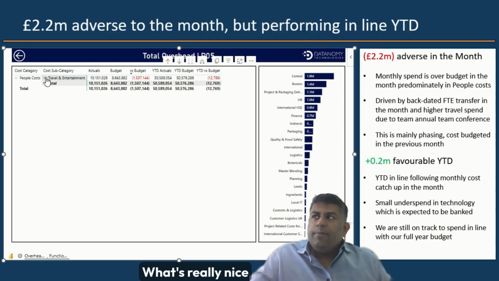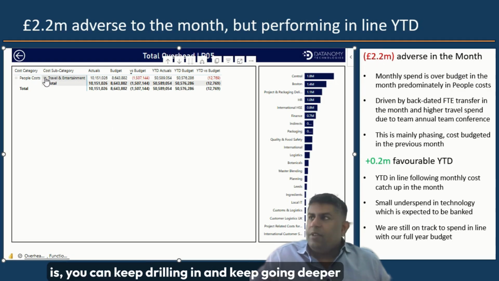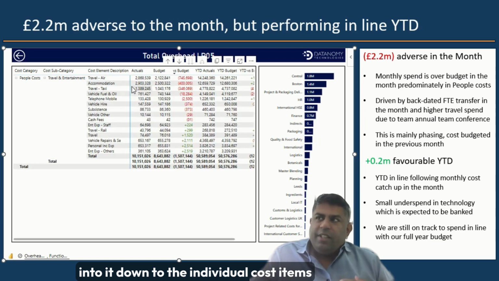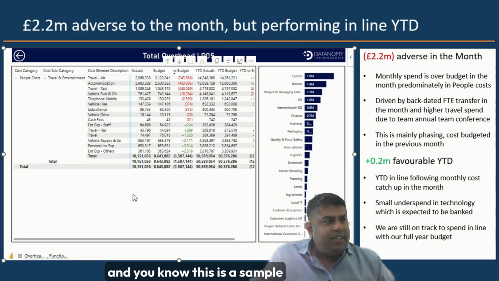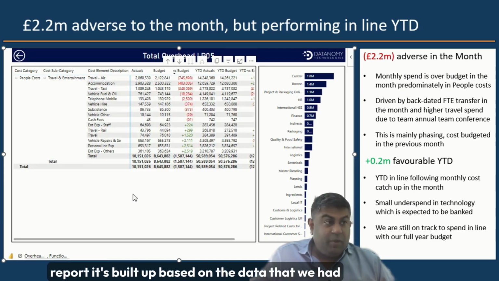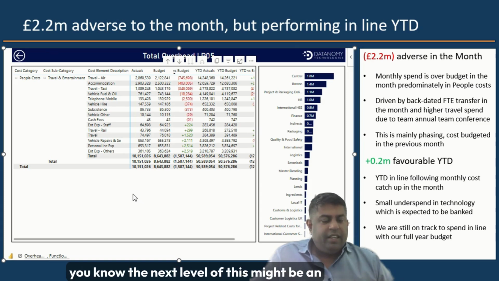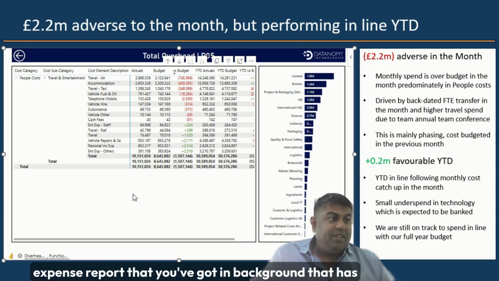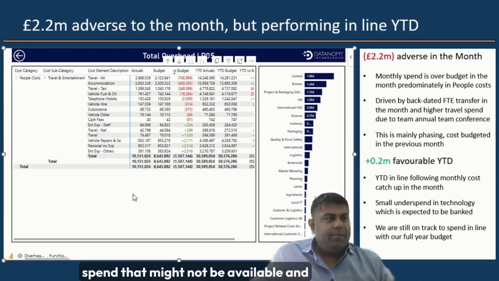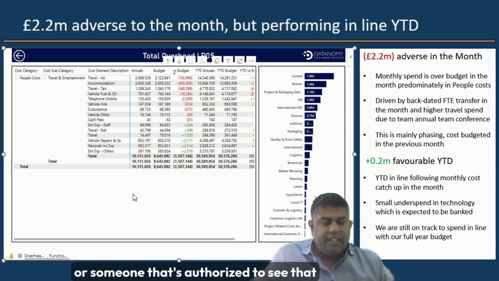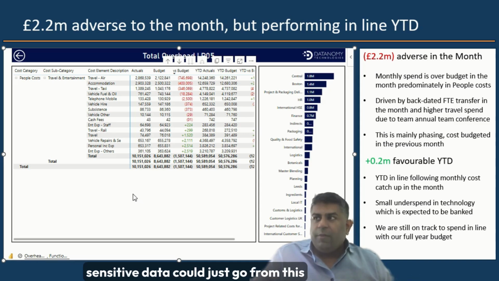What's really nice is you can keep drilling in and keep going deeper into it, down to the individual cost items. And this is a sample report. It's built up based on the data that we had available, something we could pull together as a demo. The next level of this might be an expense report that you've got in the background that has individuals' spend. Now, that might not be available and accessible by everyone, but maybe the OPEX manager or someone that's authorized to see that sensitive data can just go from this report and drill through into that next level of detail.